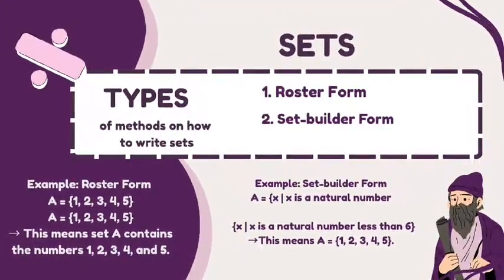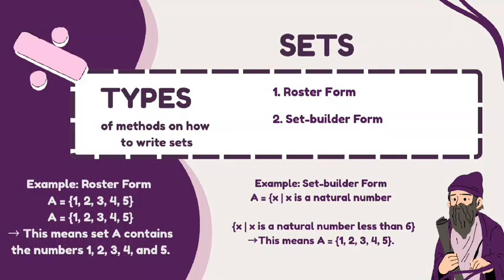Let us head over to the two types of methods on how to write sets. First would be the roster method. The roster method is a way of representing a set by listing all its elements explicitly separated by commas and enclosed in curly braces. The set builder method describes a set by a property or condition that its elements satisfy instead of listing all the elements.